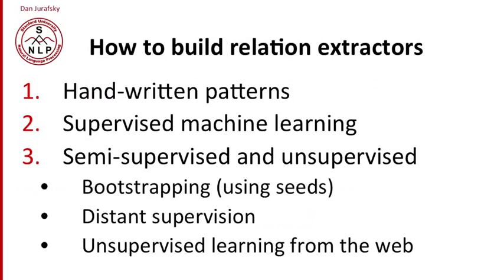How do we build these relation extractors? There's a number of methods. Like all information extraction, as we saw with named entity tagging, we can handwrite patterns. And we'll talk about handwritten patterns for extracting relations. We can do supervised machine learning. And then there's a number of popular methods for doing semi-supervised and unsupervised learning for extracting relations, and we'll talk about those as well.